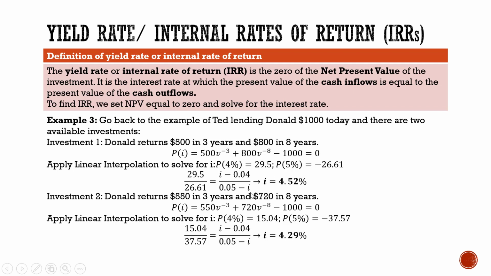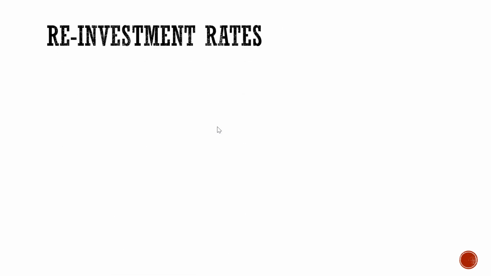Here, when we look at these two yield rates of the two investments, we notice that the first investment results in a higher interest rate. So investment 1 is more beneficial for Ted. So investment 1 is better for Ted. So that was how we compare two different financial investments.